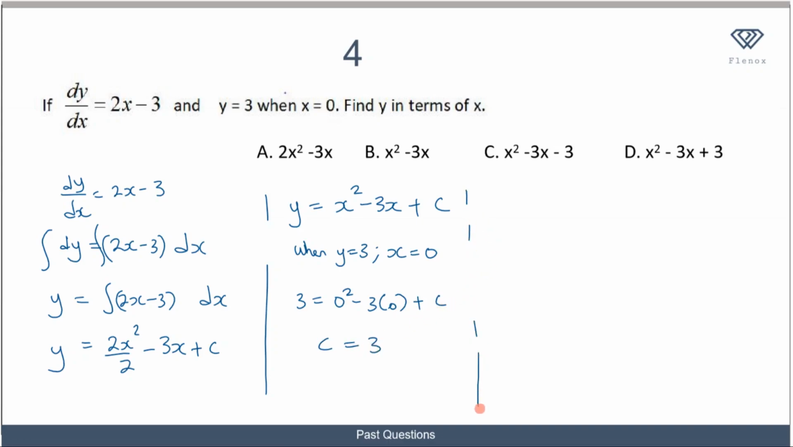So when I substitute it back into my original function, I get my y to be equal to what? x squared minus 3x plus 3. So expressing y in terms of x, y is equal to what? x squared minus 3x plus 3. And that makes D the correct option. So let's move on to the next question.